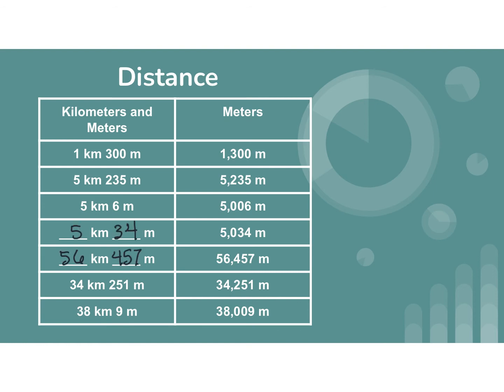Okay, you see that in 5,034 meters, I would have 5 as my thousands, 5 kilometers, and 34 meters would be left over. And then the next one, I have 56,000 meters, so that would be 56 kilometers and 457 meters. Okay, so look at that carefully.